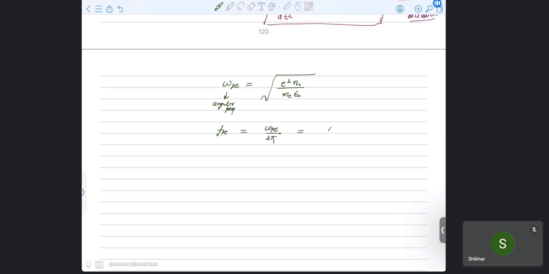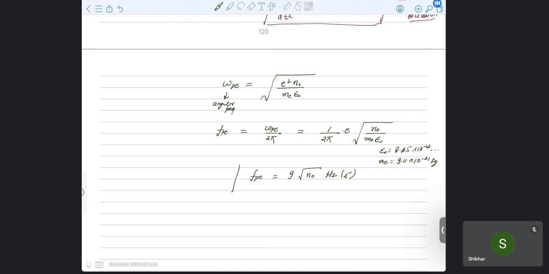So it will be 1 upon 2 pi into the square root of E upon m naught epsilon naught. We know epsilon naught value is 8.85 into 10 power minus 12 in some units, and the mass of electron is 9 point something. So when you put all these values in, finally what you will get is that the plasma frequency of electron is 9 times the square root of charge density hertz, that is second inverse.